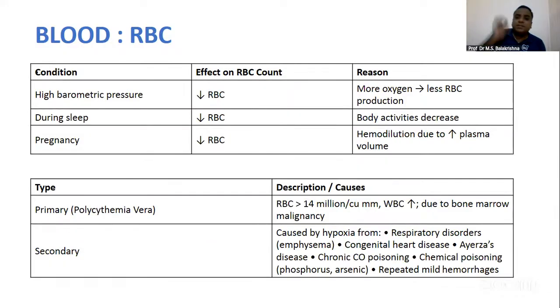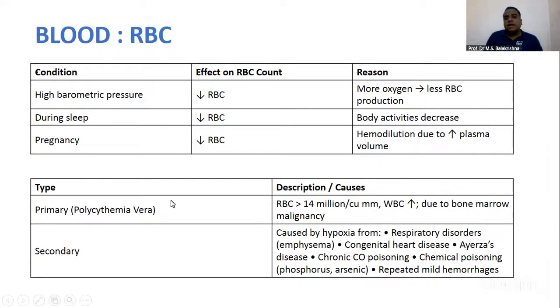So there are some conditions where RBC content decreases also. In high barometric pressure areas, RBC content decreases because there is more oxygen, so less RBC production. Then during sleep, the content of RBC comes down because body activity decreases. And during pregnancy, RBC content decreases because hemodilution occurs, due to which the plasma volume increases. So it becomes diluted.